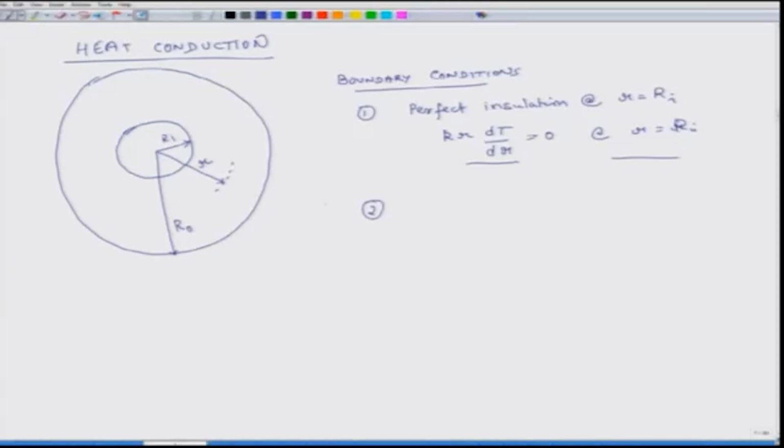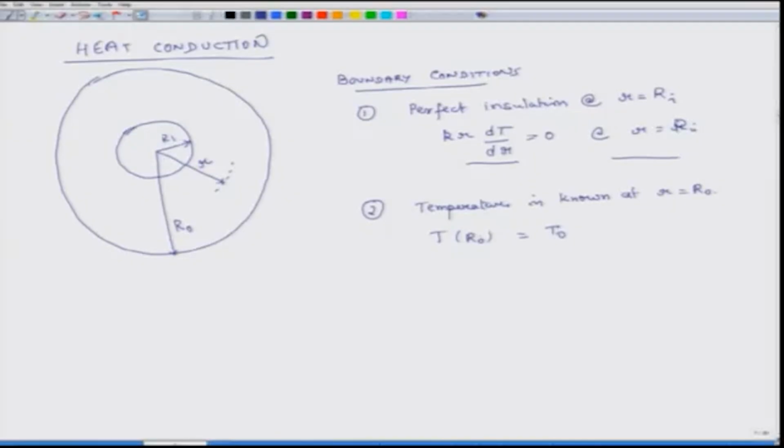The second condition is that at r equal to r_o, temperature is specified. Okay. So let us say temperature is designated by the letter T. So that is T at r_o is equal to T0. So these are the two boundary conditions. There is no heat crossing the boundary on the inner surface. On the outer surface, temperature is T0.